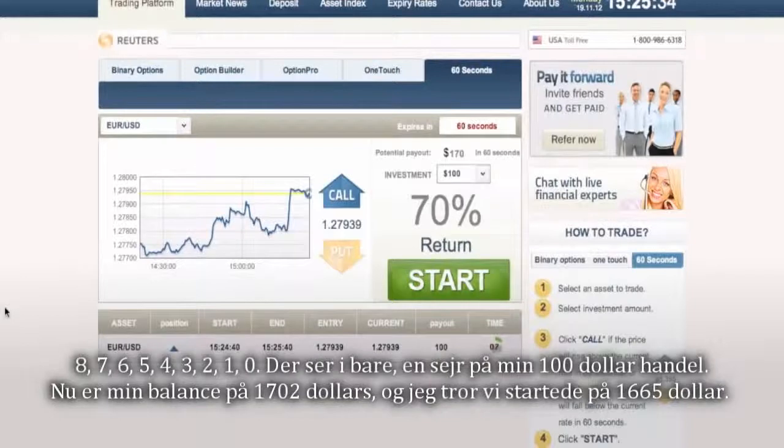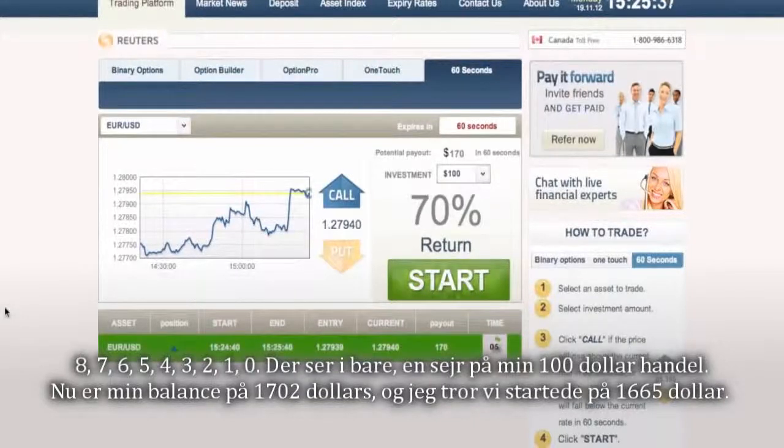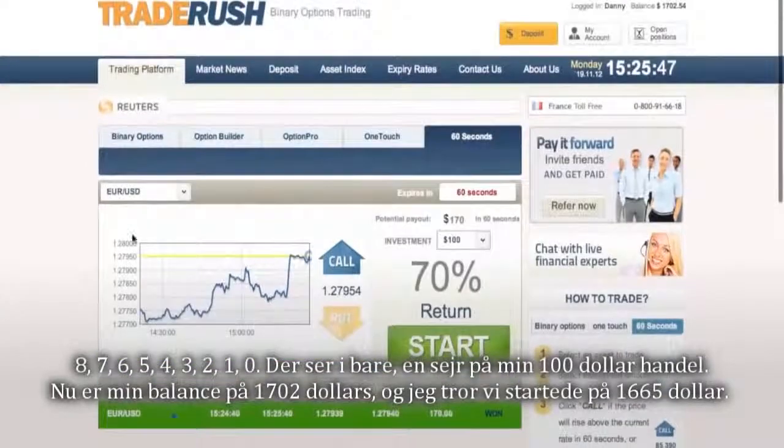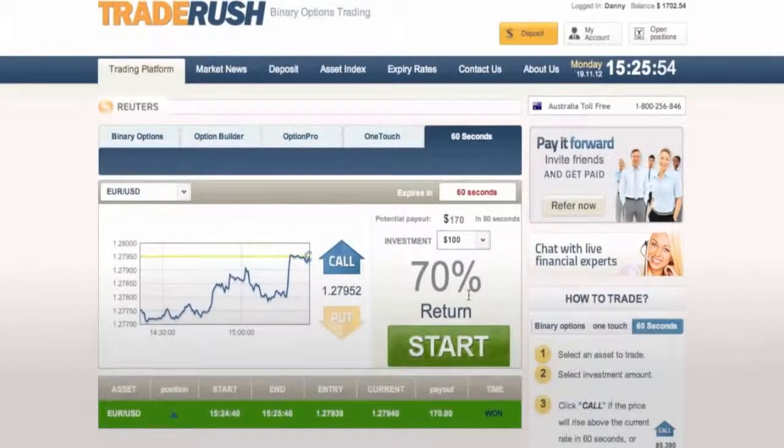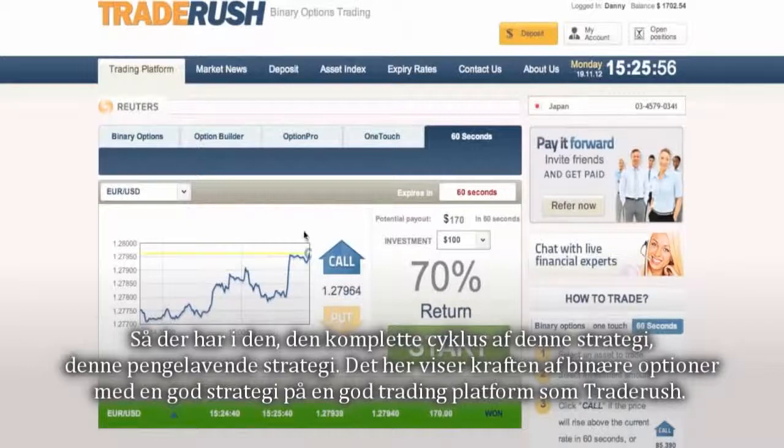8, 7, 6, 5, 4, 3, 2, 1, 0. Now it's expiring. There we go. I've won. And now my balance is at $1,702. And I think we started at 1665, if I'm not mistaken. So there you go, the complete cycle of this strategy, this money making strategy. And this is the power of binary options with a great strategy on a great trading platform like TradeRush.